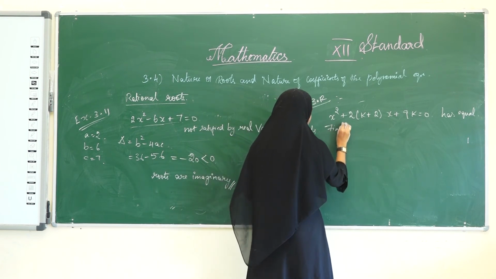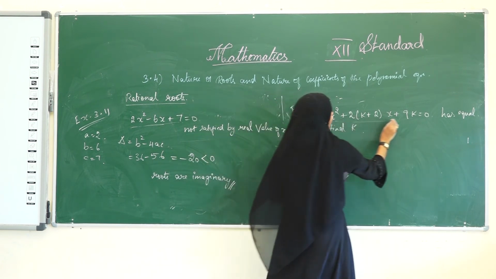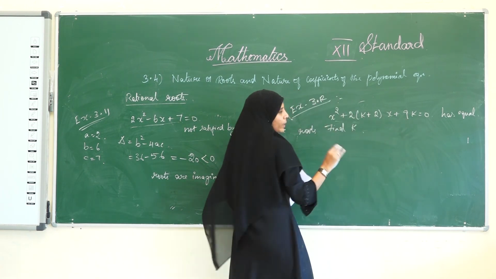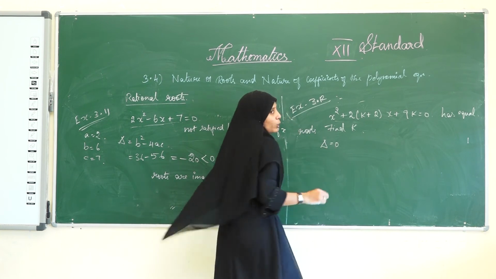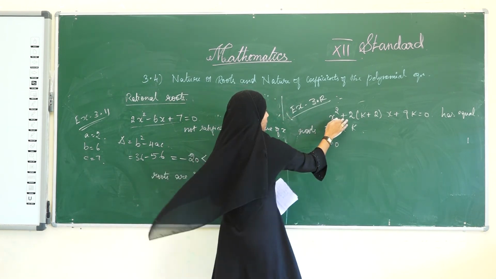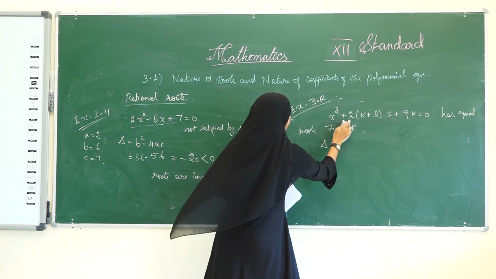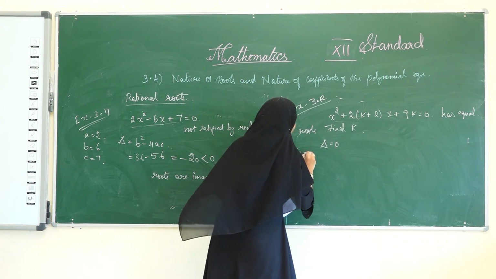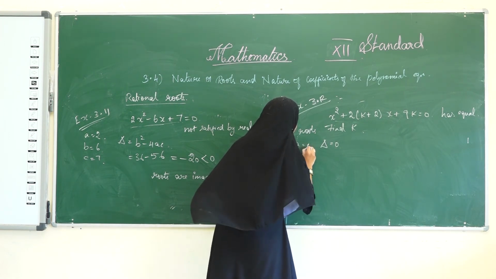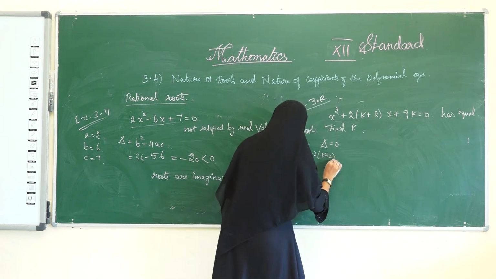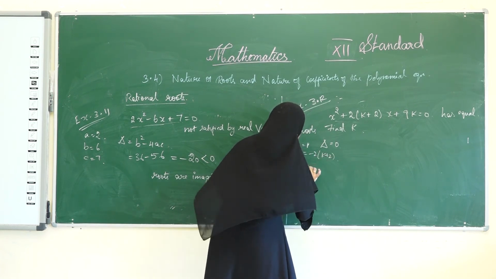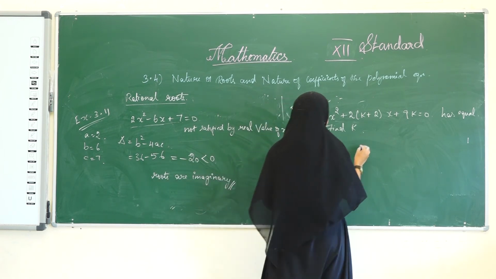Find k. The quadratic equation's roots are equal, they have said. That means if the value of del is 0, the roots will be equal. So first we are going to find the value of del. See here, what is the value of b? The value of a is 1, the value of b is minus 2 into k plus 2, and the value of c is 9k.